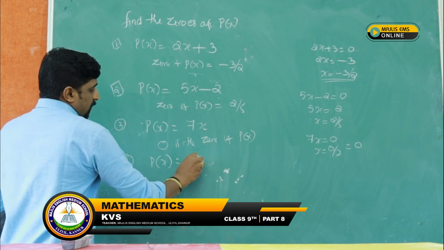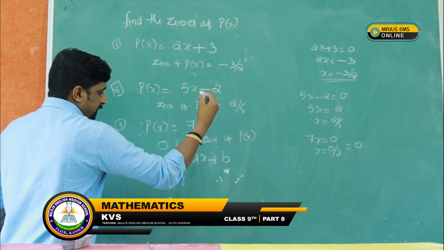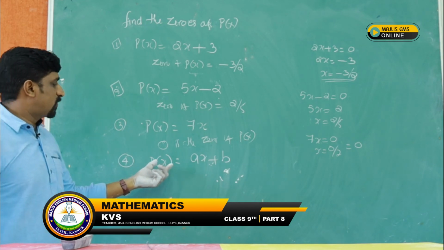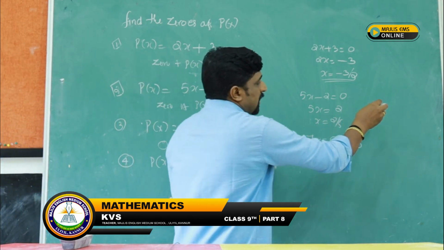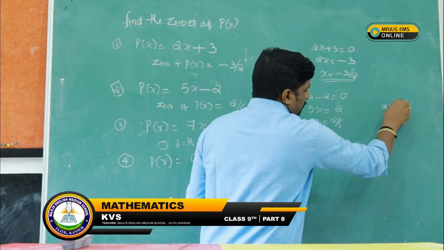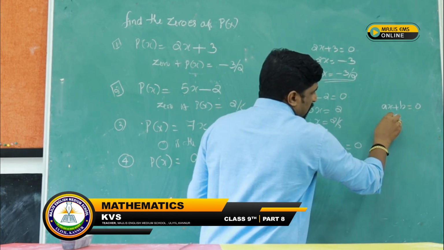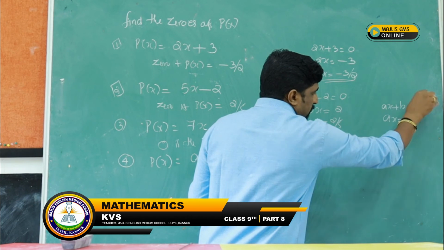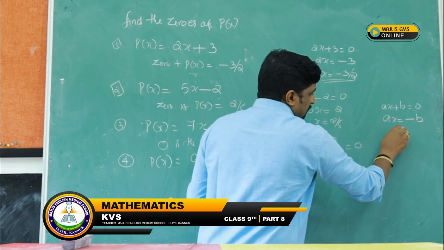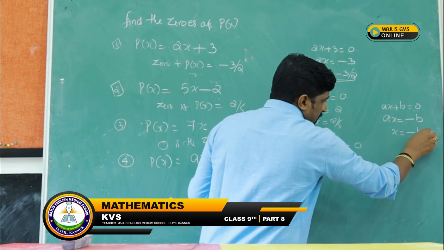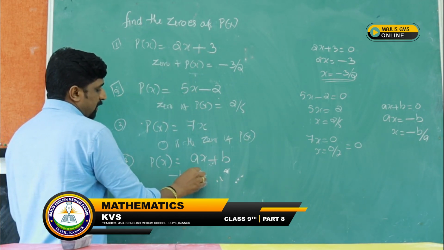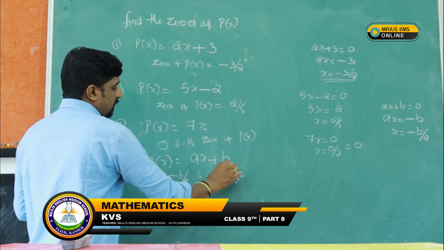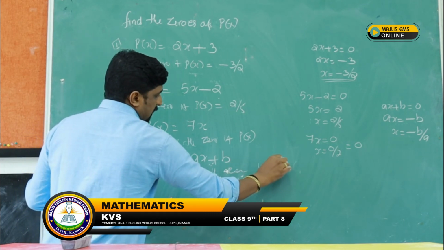Suppose generally p of x equal to ax plus b. What can we do? First we equate ax plus b equal to 0. Then ax is equal to minus b, taken to that side. Then x is equal to minus b by a. Therefore you got the answer: minus b by a is the 0 of p of x. Like that we can conclude.